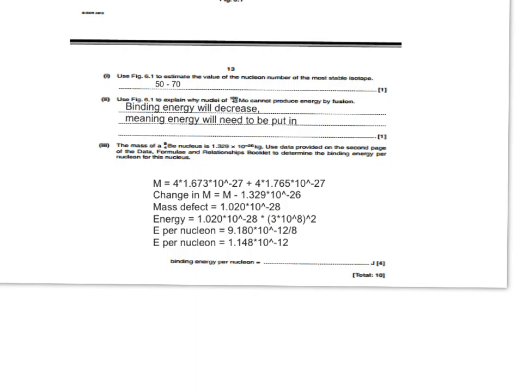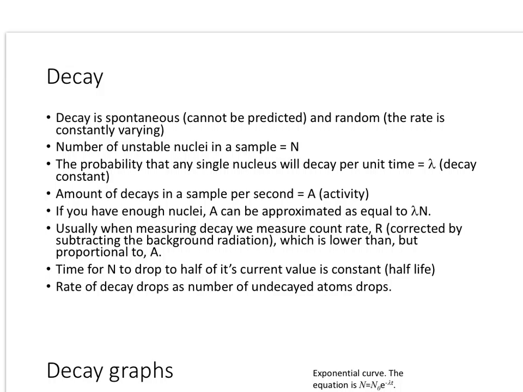The binding energy overall is ΔE equals mc squared, which is the mass defect times the speed of light squared. For per nucleon, you must divide that by the number of nucleons, which gets you to a final answer of 1.148 times 10 to the minus 12.